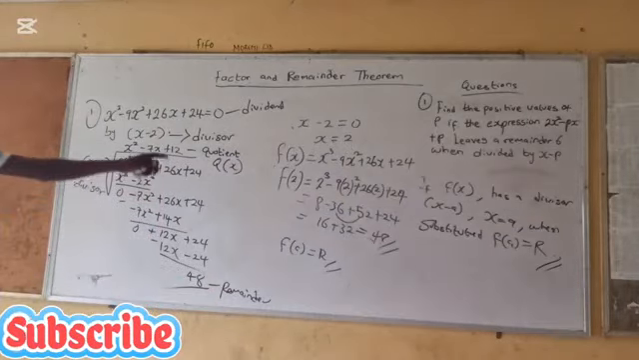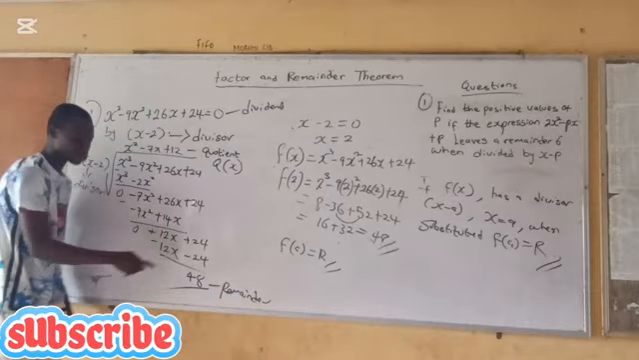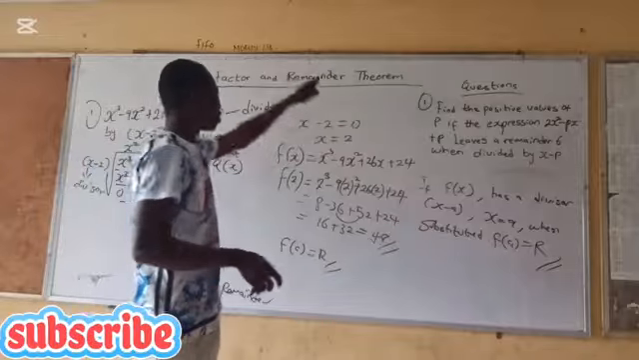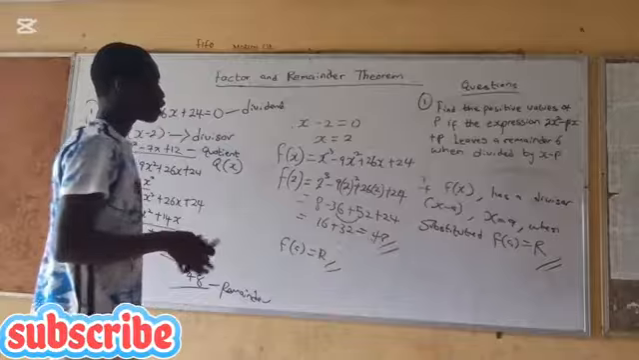Can you see? We have easily got our answer, but yet we are still going from here to here to here to here to here. That's the application of the remainder theorem. Very easy and simple. Now let's look at the factor theorem.